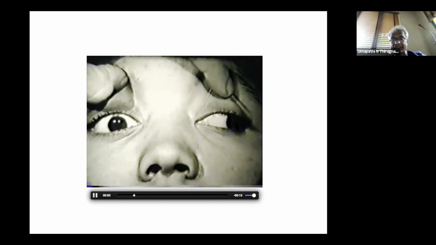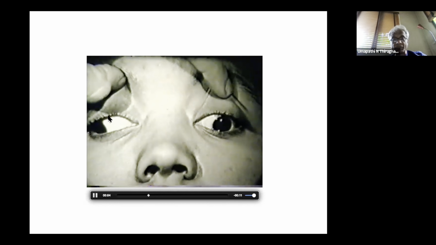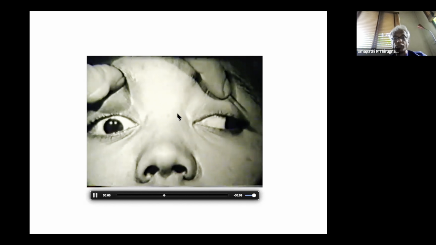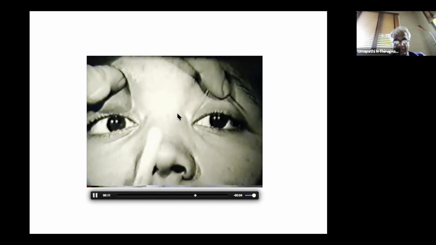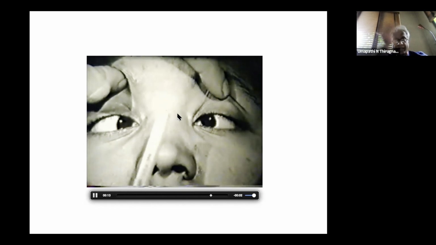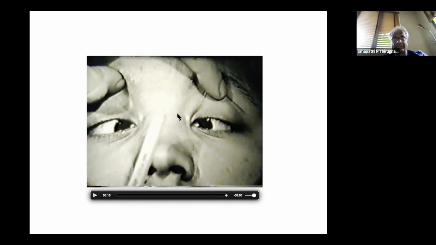Let me just play it again to show you that when she looks to the left, this eye is abducting with abducting nystagmus, and this eye is also having abducting nystagmus. So the normal contralateral eye that is fully abducting gets too much stimulus, so it overshoots the target and manifests as an abducting nystagmus.